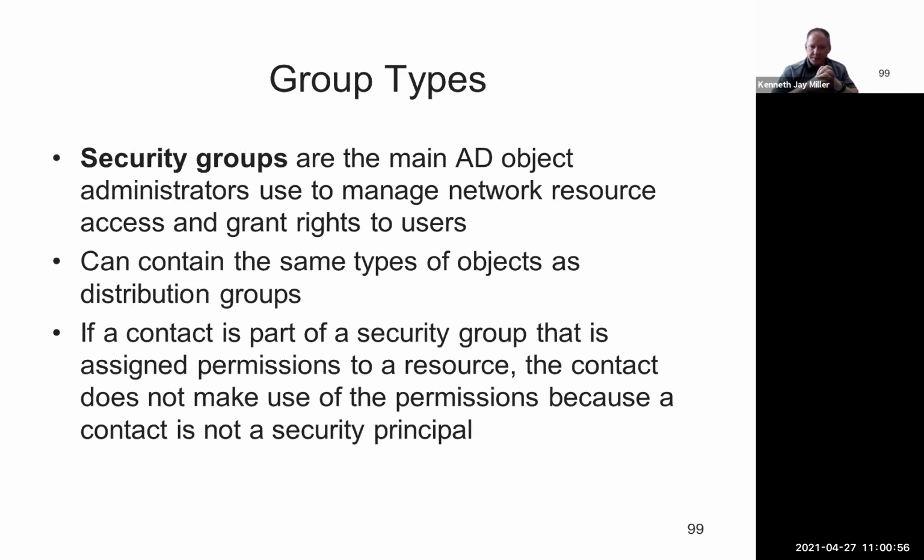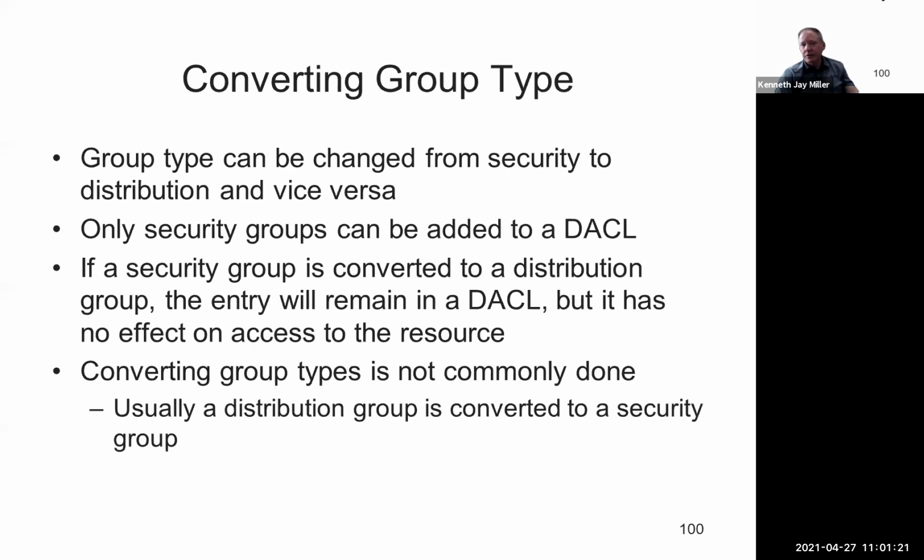Now, if a contact is part of a security group that is assigned permission to a resource, the contact does not make use of the permissions because a contact doesn't have a security principal. So you really can't assign permissions to a contact. Now, you can assign distribution, so that you can send email to a contact, but the security group doesn't work that way. All right. You can convert group types.